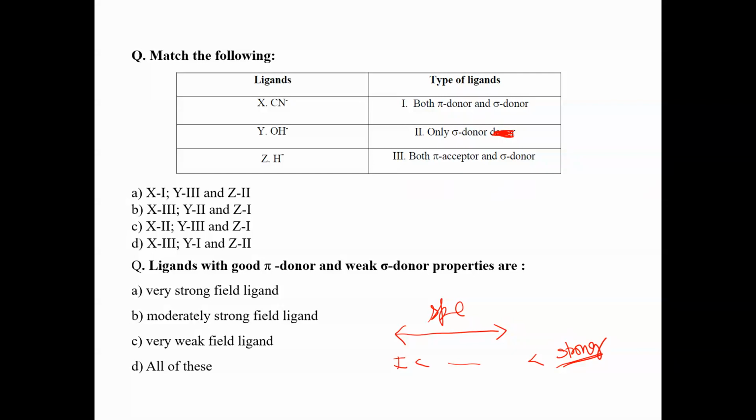CO ligand and CN ligand, you already know these are sigma donor and pi acceptor. Okay, because these are strong ligands, so you can easily match up. And hydride ion, since it has a 1s orbital and one negative charge, both electrons can be accommodated in the same orbital, and it can be involved only in sigma donation.